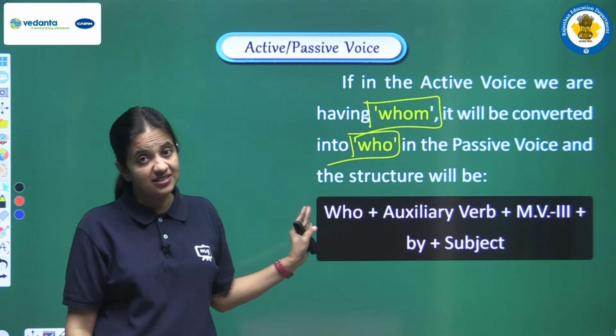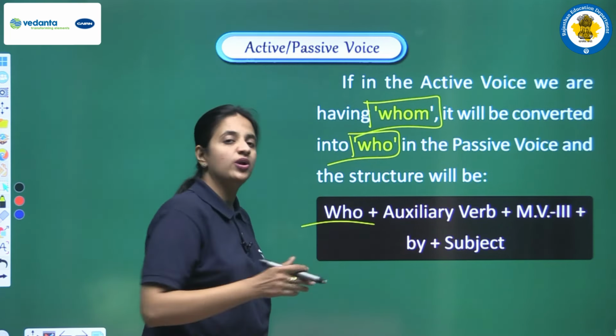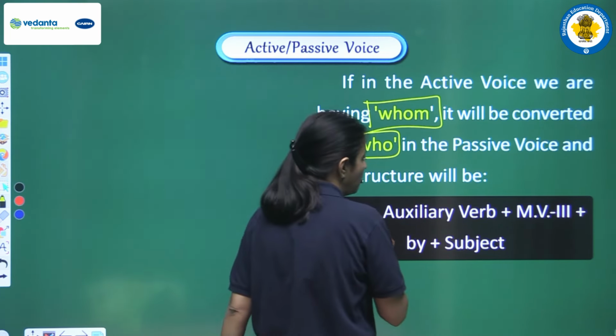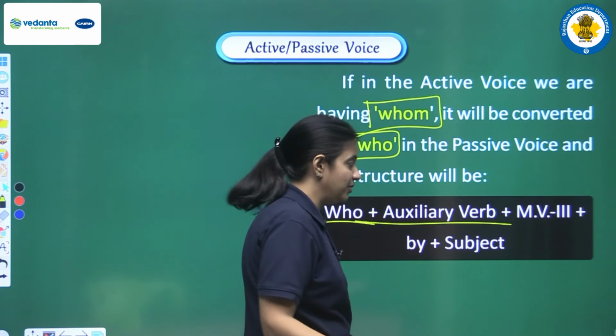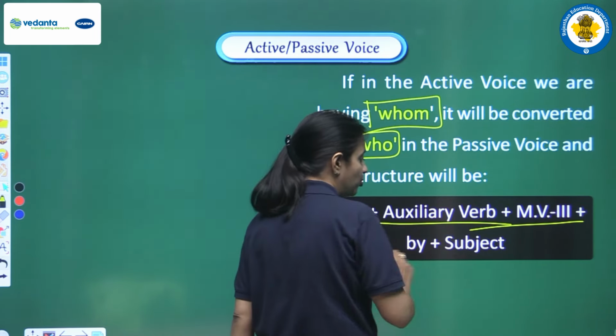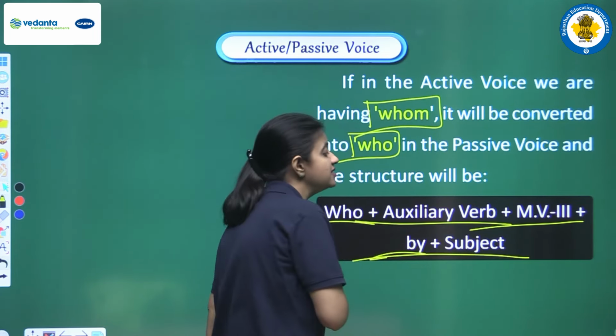So let's read the structure. First of all, we have to write "who", after that our auxiliary verb, or we can say helping verb, then there will be the main verb, and then "by" plus a subject.